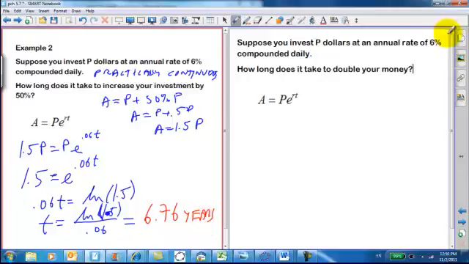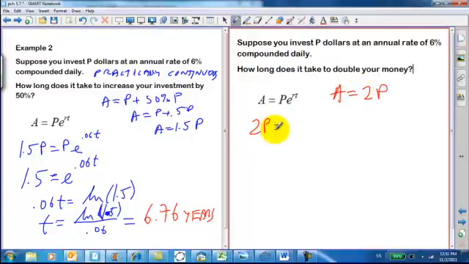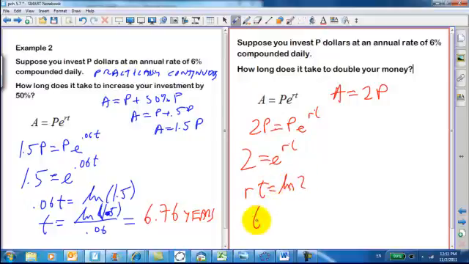Now let's contrast that, same kind of problem, but now how long does it take to double your money? So now the amount will equal twice the principal. So 2P equals P times e to the rt. Cancel out the P's. And so we get rt equals the natural log of 2. So t equals the natural log of 2 divided by the interest rate. And the natural log of 2 is about 0.693 divided by the interest rate. In this case, the interest rate was 0.06. Got to put it in as a decimal. Let's see what that works out to be.